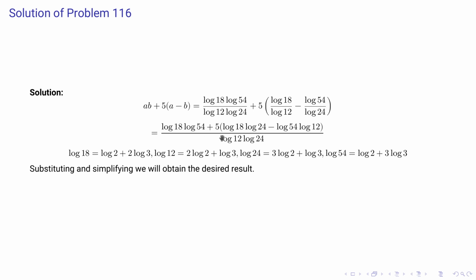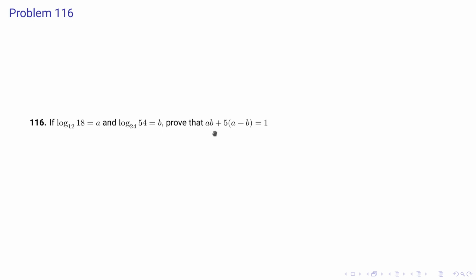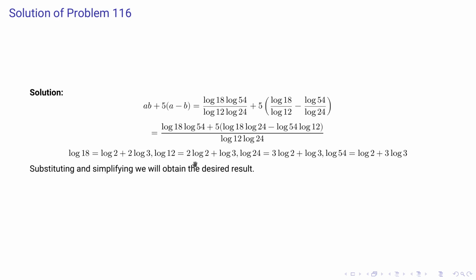Now we take LCM. Then we can split log 18 as log 2 plus 2 log 3 because 2 into 3 square is 18. And 12 is 2 square into 3, so that can be written as 2 log 2 plus log 3. And log 24 is 8 into 3, so it can be written as 3 log 2 plus log 3. And log 54 is 2 into 3 to the power 3, so it is log 2 plus 3 log 3. Once we have this, we can substitute all this here and then you will arrive that the value is 1 if you solve that. So I'll leave that computation to you.